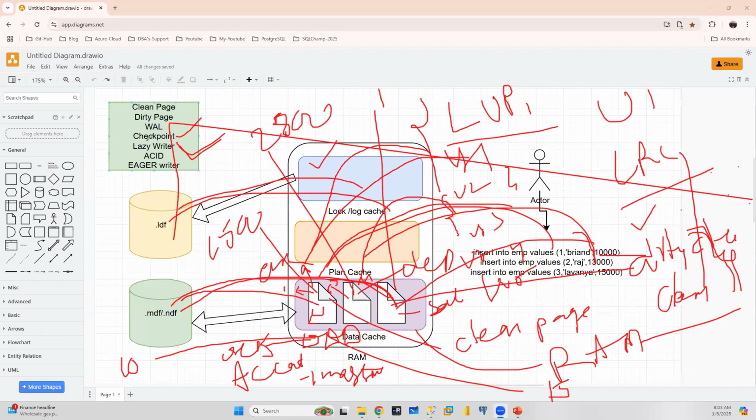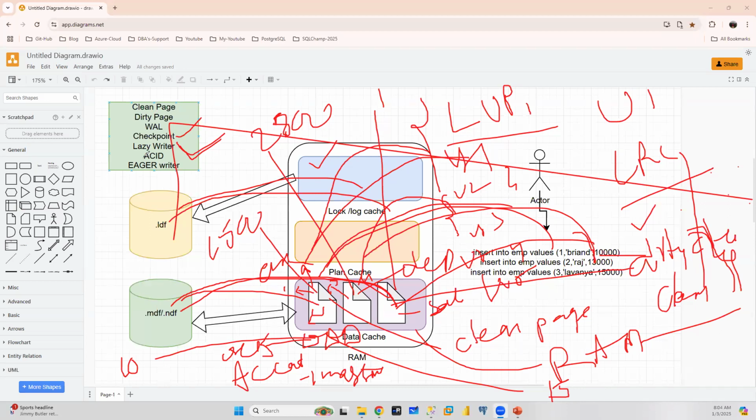Mostly you will get a question: what is the difference between checkpoint and lazy writer? Both are background processes, but checkpoint we can control. You can control the checkpoint interval time. You can also control the automatic checkpoint and the indirect checkpoint. But can I control the lazy writer? No, you can't. You don't have any control on the lazy writer. It is a background process.